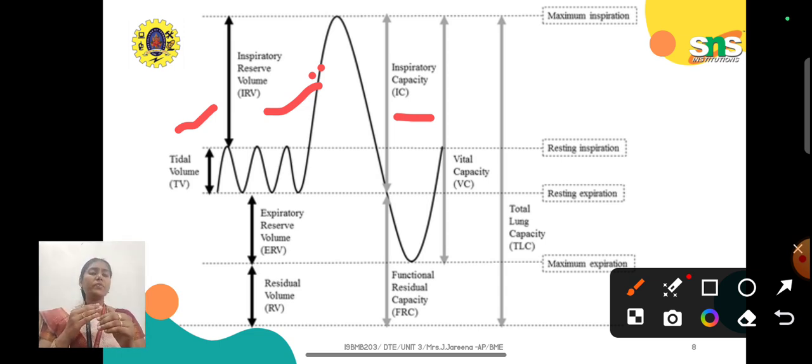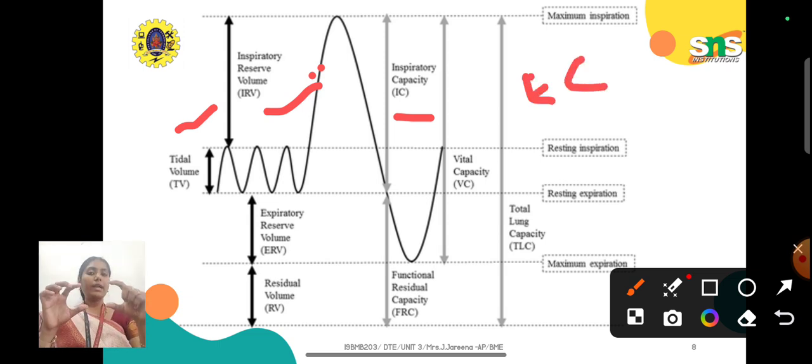Similarly, we have expiratory capacity, that is EC. For EC we have the normal tidal volume and the expiratory reserve volume. If you add these two volumes, we can know the expiratory capacity of your lung, how much volume the lung can expel or let escape from your body. That is the expiratory capacity.